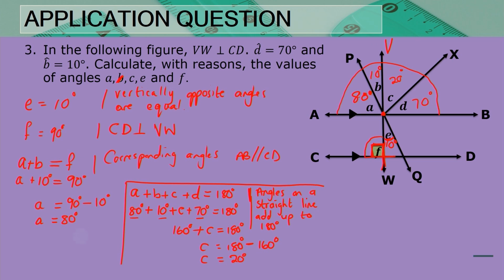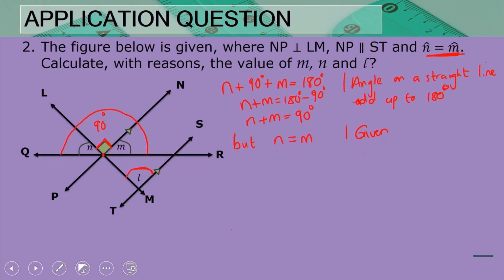What does this mean? It means that because our angle N plus our angle M is equal to 90 degrees and they are equal, our N is equal to our M, which will be equal to 90 degrees divided by 2, which means that each of them is equal to 45 degrees. So our angle N is 45 degrees and our angle M is 45 degrees.